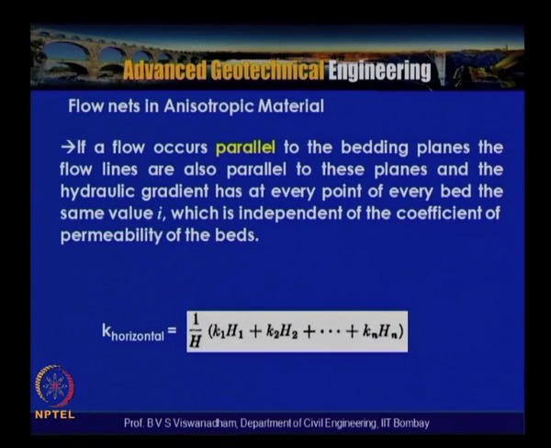So the K horizontal equivalent we can get by 1 by H into K1 H1 plus K2 H2 and so on to Kn Hn, where n number of layers can be accounted. Suppose we are having 2 layers, K equivalent horizontal is equal to 1 by H into K1 H1 plus K2 H2.